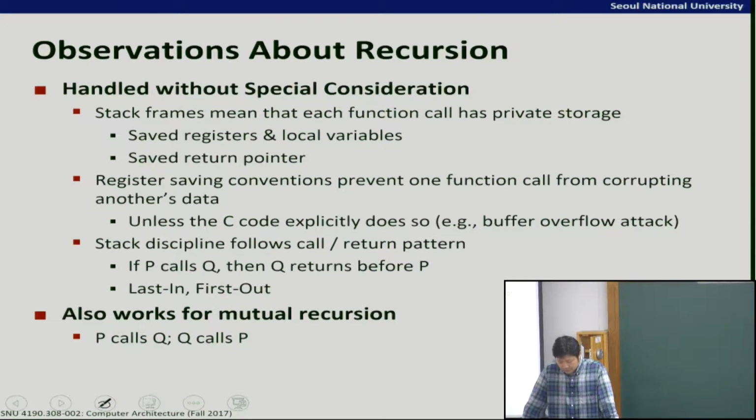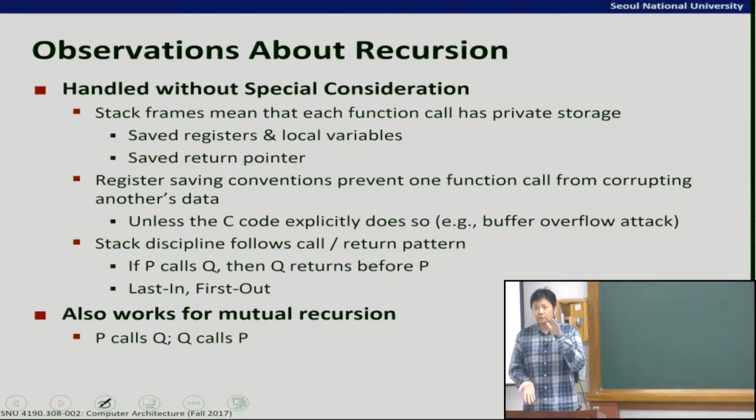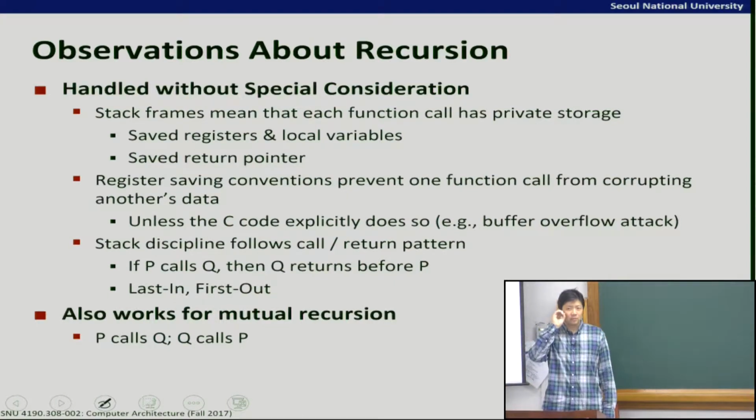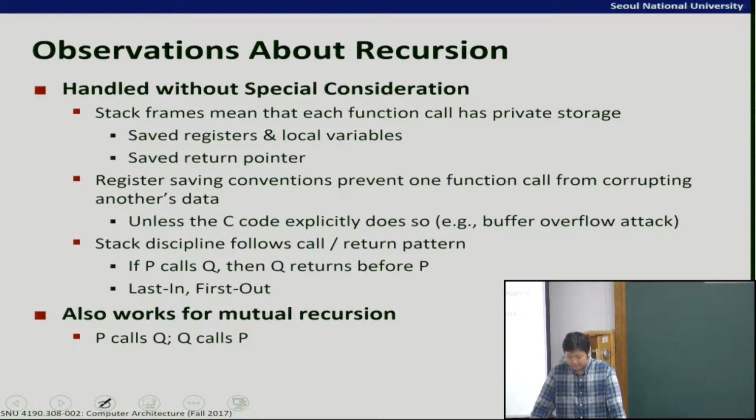And stack discipline follows call-return patterns. If P calls Q, if P is the caller and Q is the callee, then the callee Q always returns before P. So that's the stack relation, right? Last in, first out. That's the stack discipline, LIFO. So the function that is called last always returns first, before the caller, right? That's the stack relationship, and that always holds in the stack of function calls.